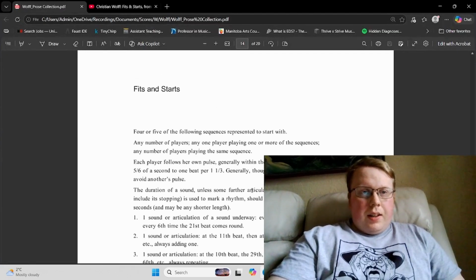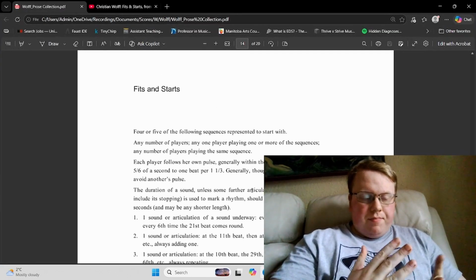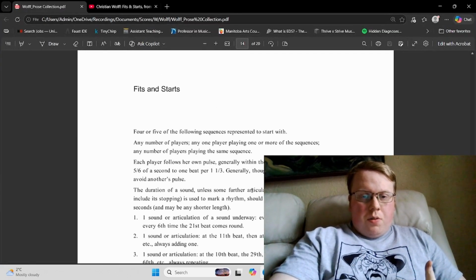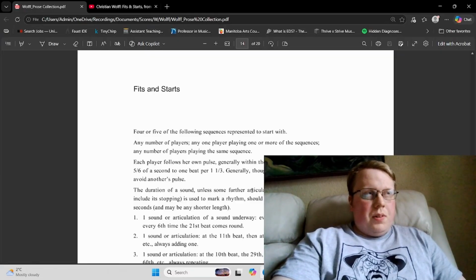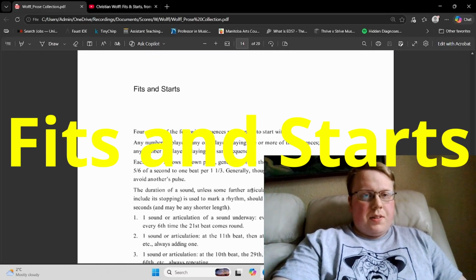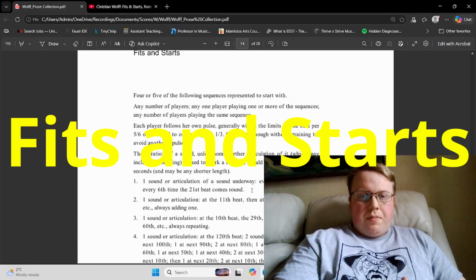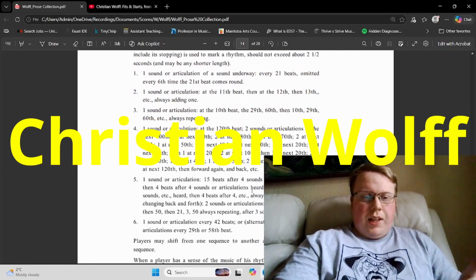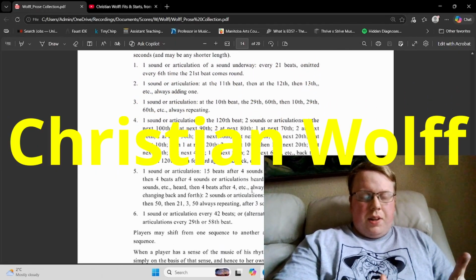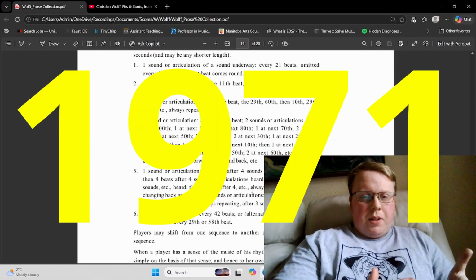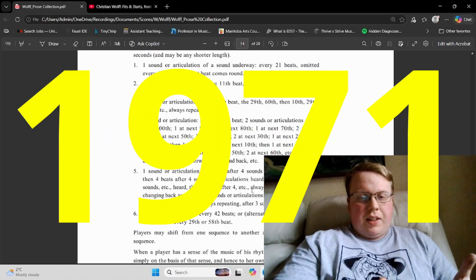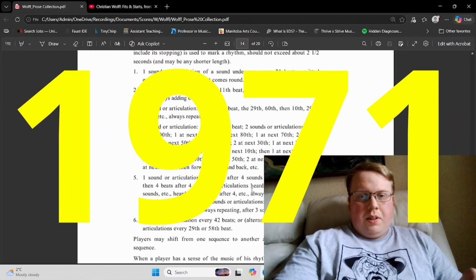Today I'm looking at another text score by Christian Wolff called Fits and Starts, which he wrote in 1971. Just looking at it, it takes a little bit of decoding, so I'm not just going to read it word for word. I'm going to kind of explain it out.